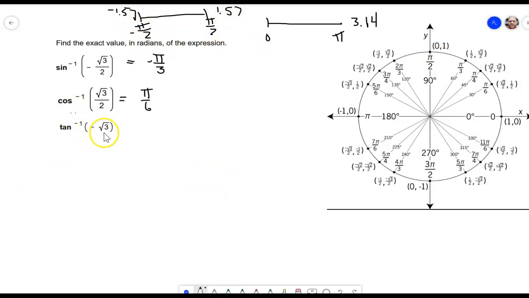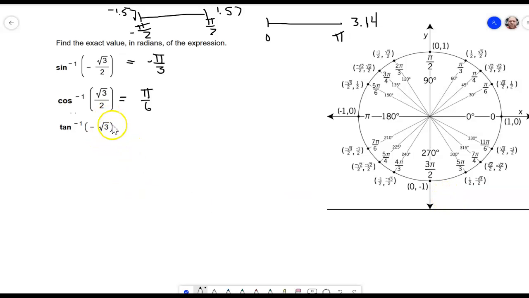Now, this has a root. Remember, tangent is sine over cosine, or y over x. And it is a negative. So a negative tells me that's going to be in this second or this fourth quadrant down here, right? So we're looking somewhere in the fourth quadrant.